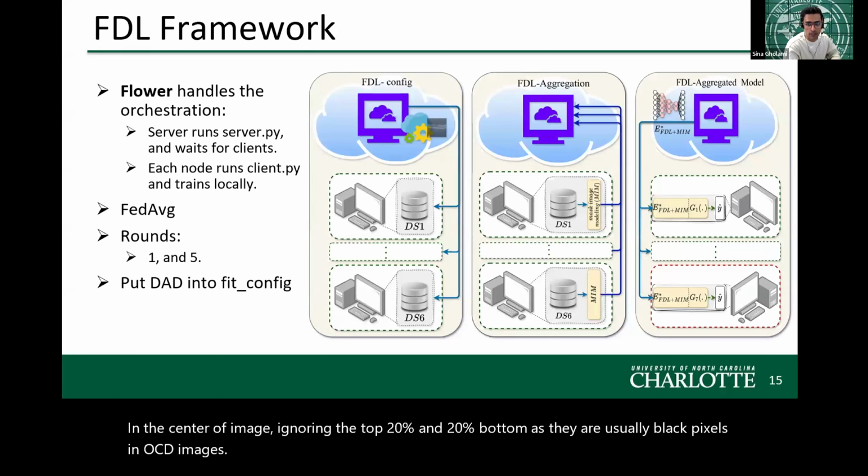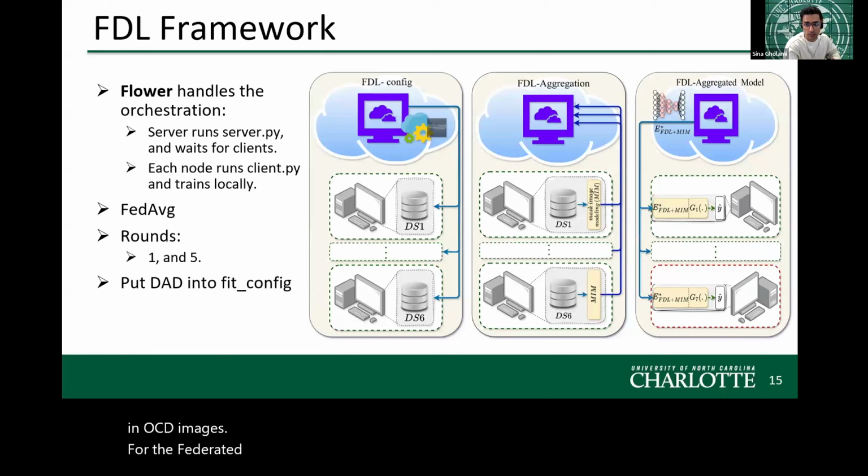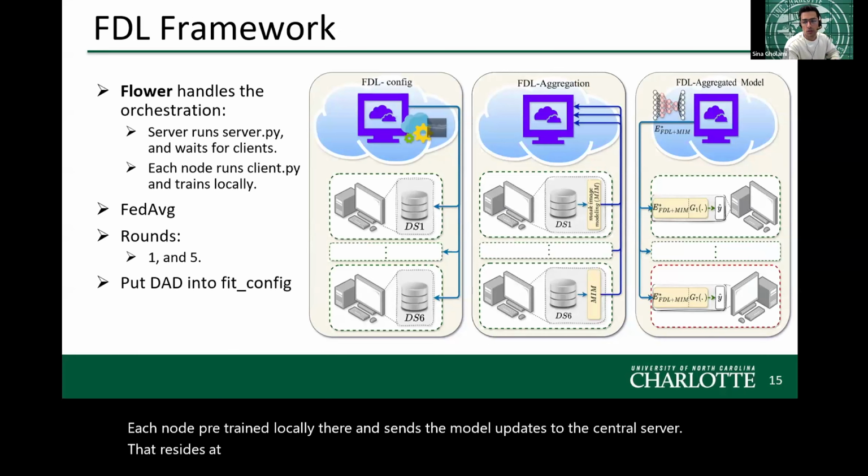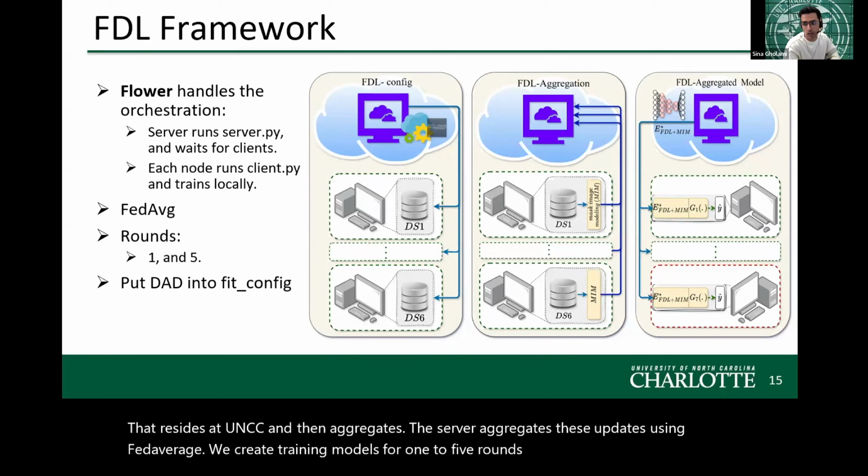For federated learning, we use Flower to orchestrate the process. Each node pre-trains locally and sends the model updates to the central server that resides at UNCC, and then the server aggregates these updates using FedAvg. We pre-train models for 1 to 5 rounds and compare the performance.